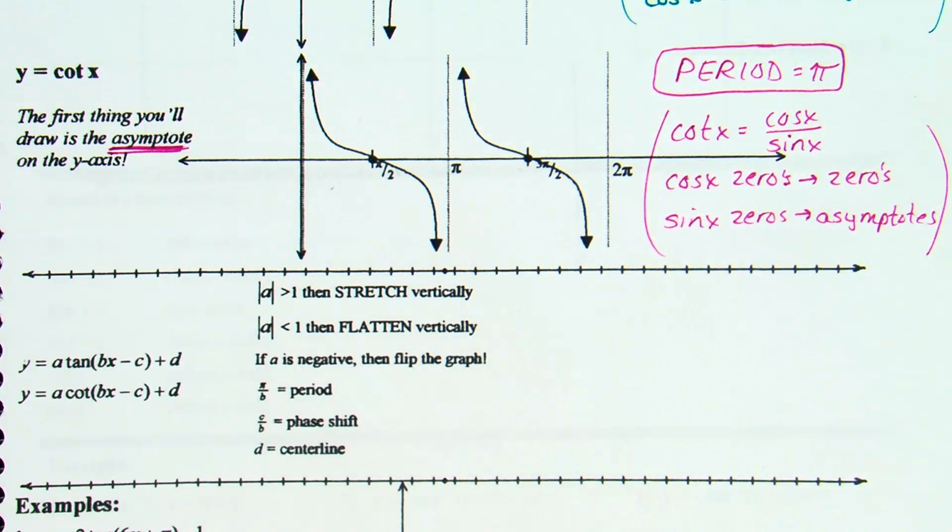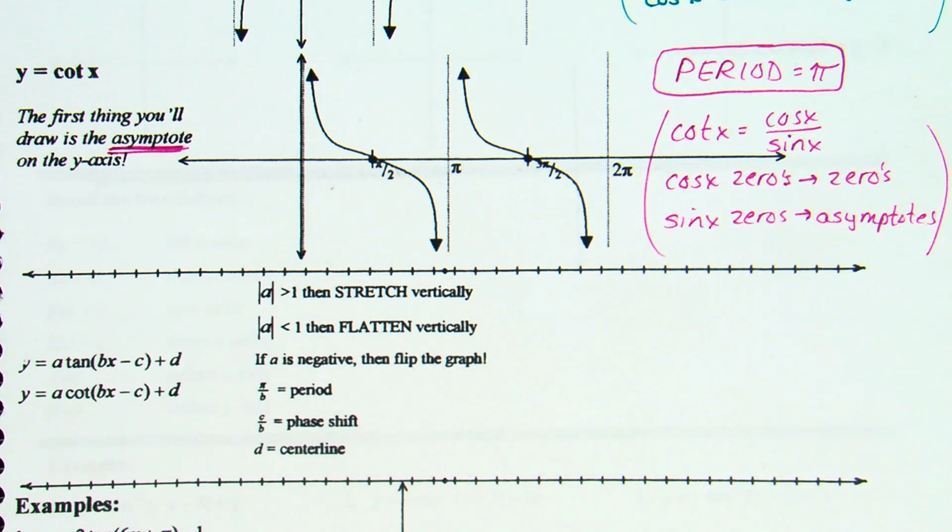If the value of A is less than 1, then it's going to be a flatten or a compress, which means instead of going up and away or down and away from the x-axis so quickly, it's going to take a little longer. It's not going to be as vertical, more horizontal. And again, the best thing to do there is show you a picture, okay?